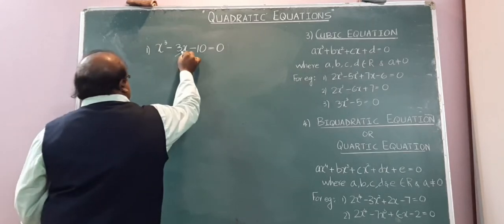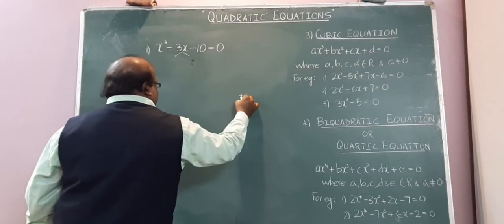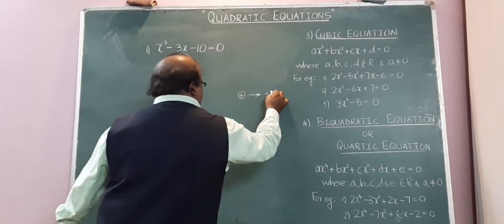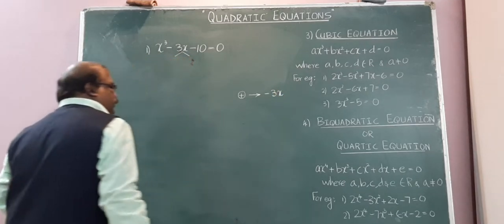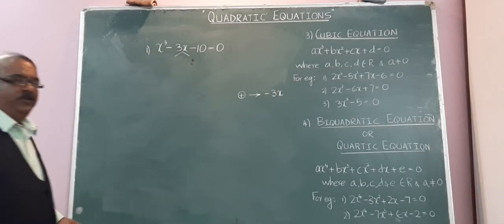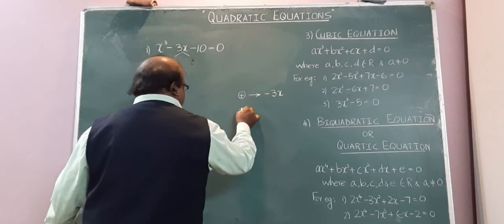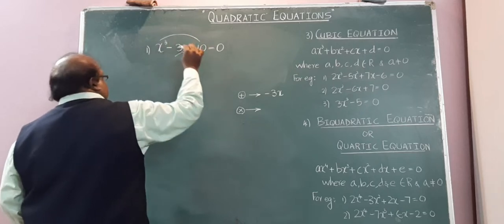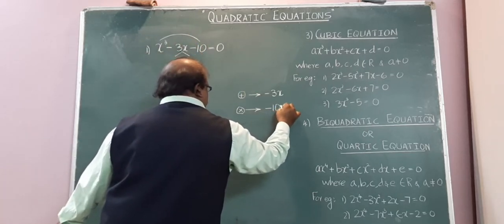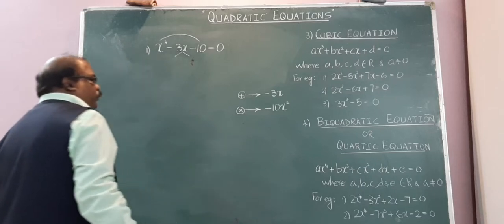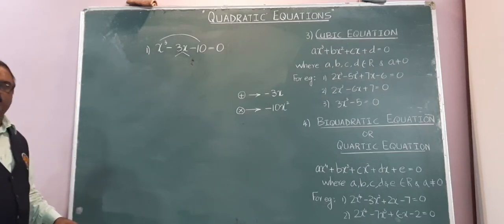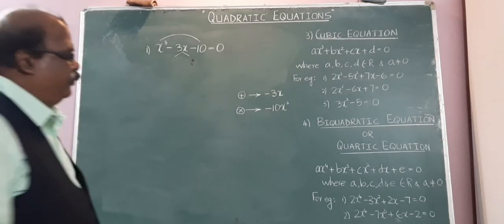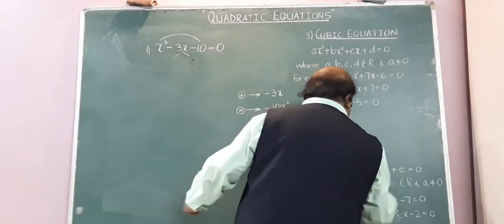You have to split the middle term in such a way that when you add the two splitting factors, you should get minus 3x. And when you multiply the two splitting factors, you should get the product of the extremes. What is the product of the extremes? Minus 10x squared. Now just tell me the factors of 10. What are the factors of 10?